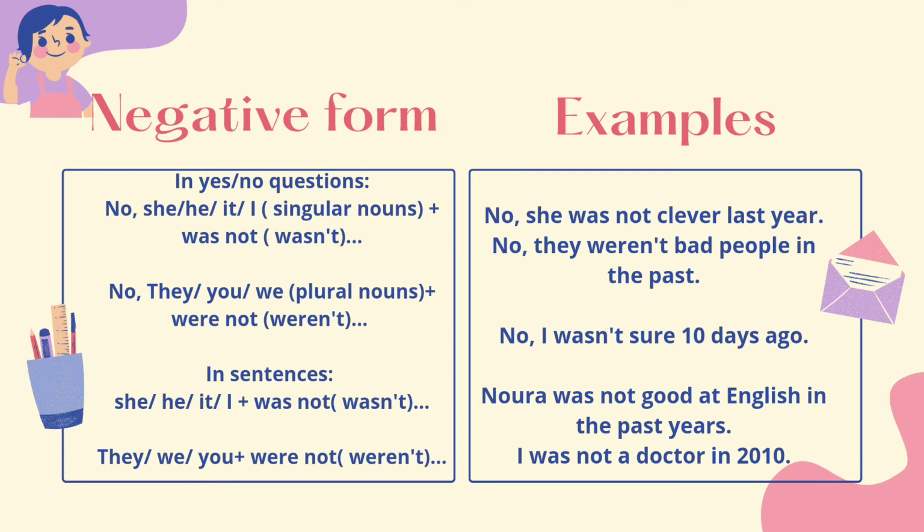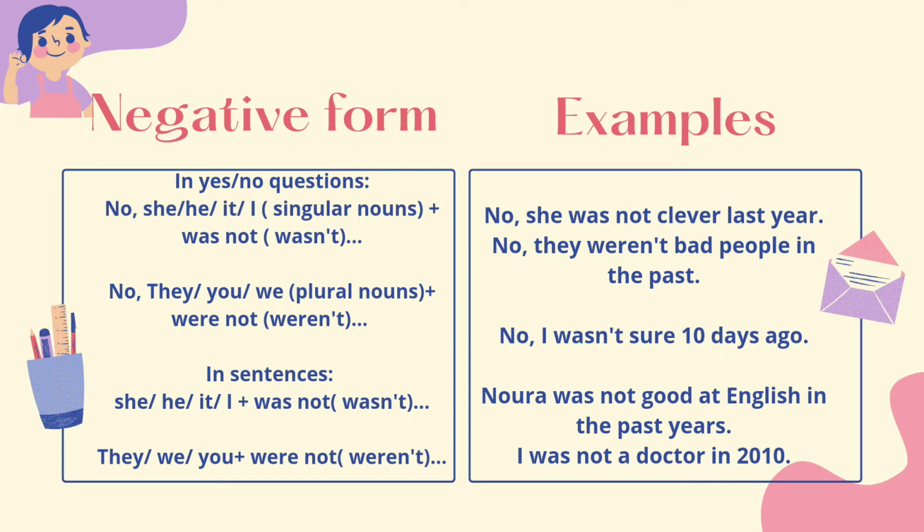Then, with the plural subjects, we use no at the beginning, then they or you or we or any plural noun plus were not or weren't. For example, no, they weren't bad people in the past.